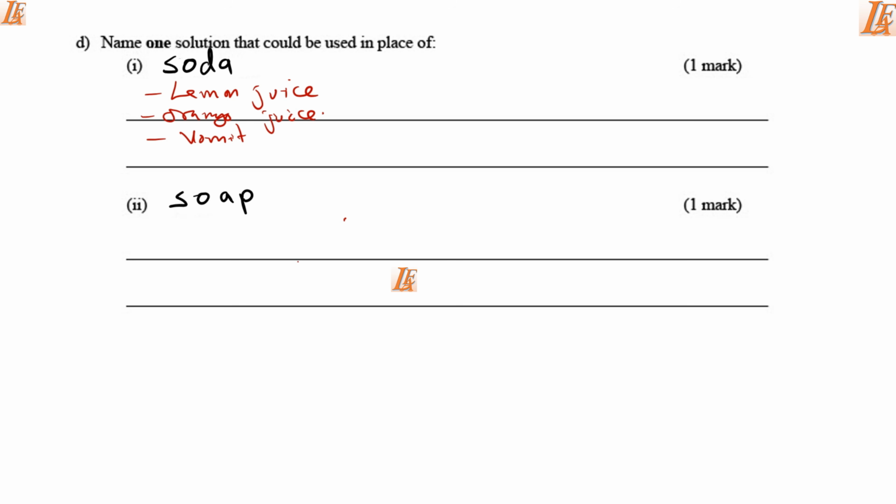Then question 2, a substance that you can use in place of soap. Remember soap, we found that it has a pH value of 10. So a substance that has a pH value of 10 means it's basic. In this case, if you don't have soap, you can use wood ash solution. You can also use a substance like toothpaste. You can use a substance like sodium hydroxide and many other substances.